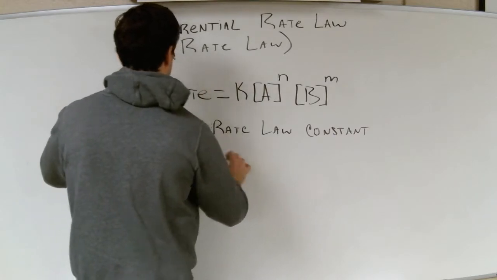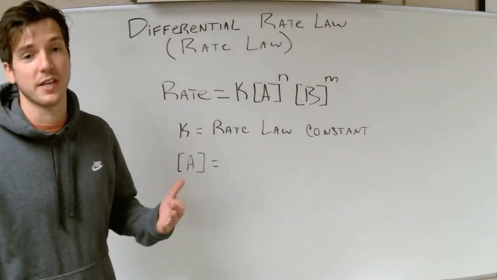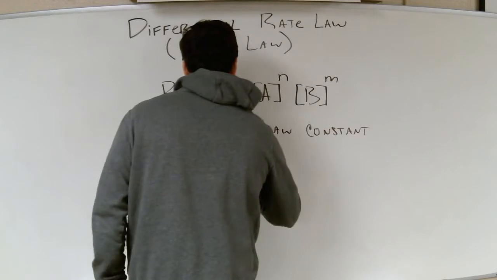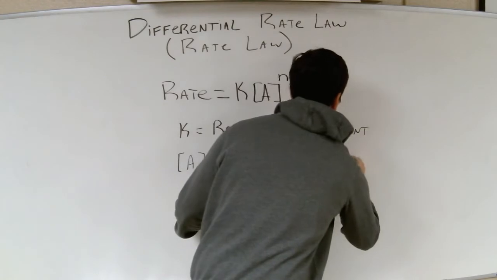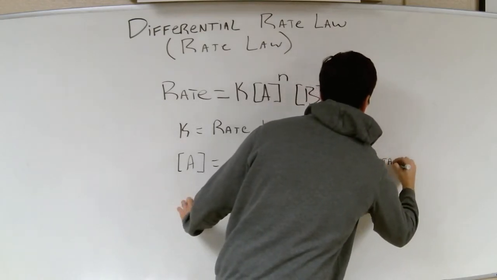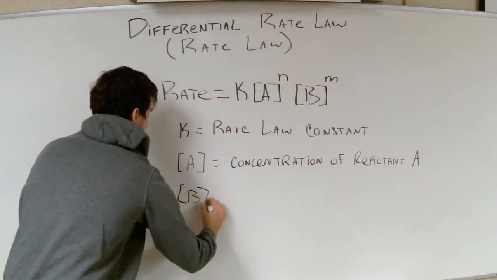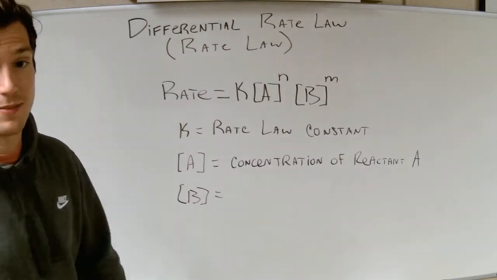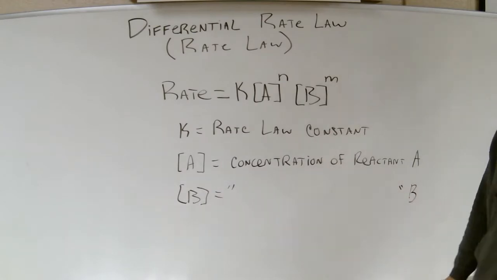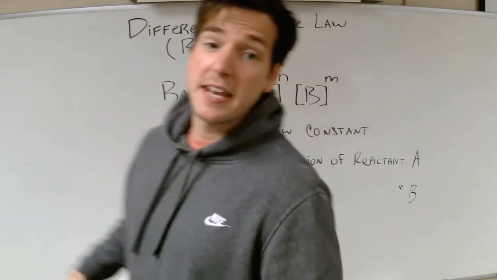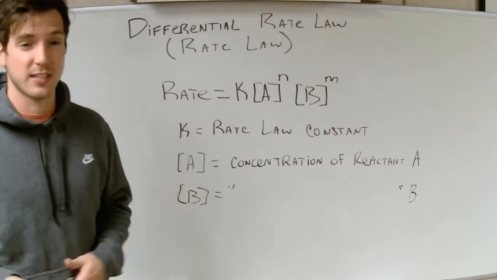Concentration A, right? That's just the concentration of reactant A. These will actually have chemical symbols in them when we deal with an actual reaction. So this is just concentration of reactant A. If I have concentration of B, right, it's just the same thing. It's concentration, but not of reactant A, of reactant B. And then M and N are just small numbers that tell us how much those reactants affect the rate.